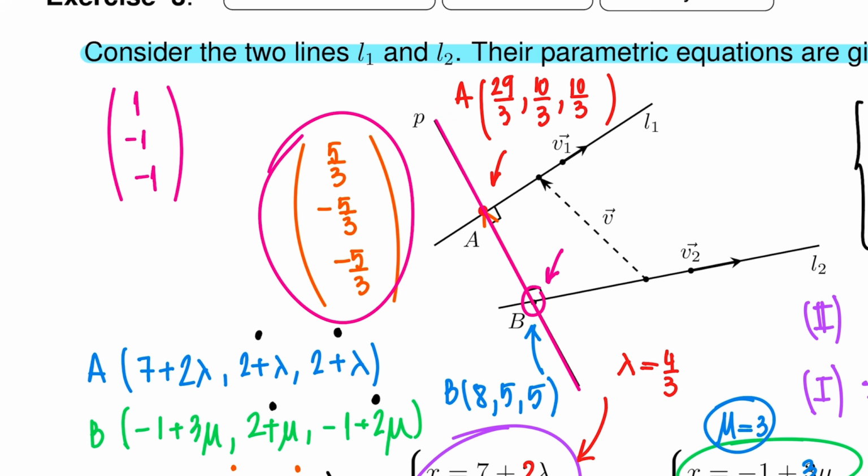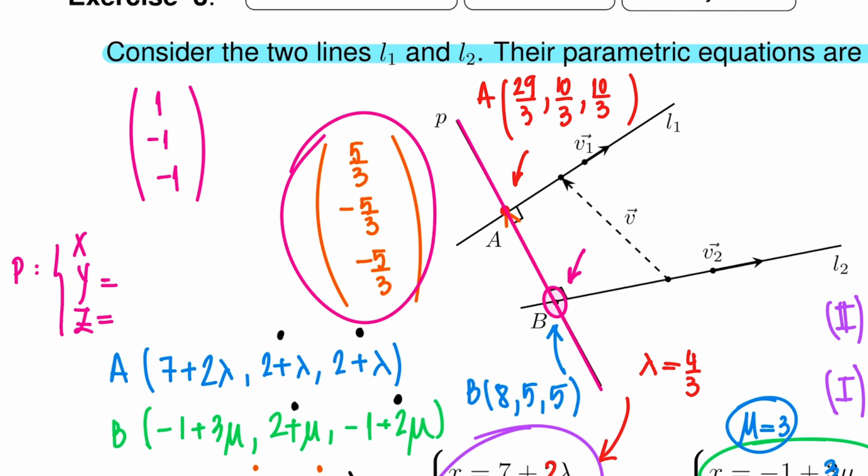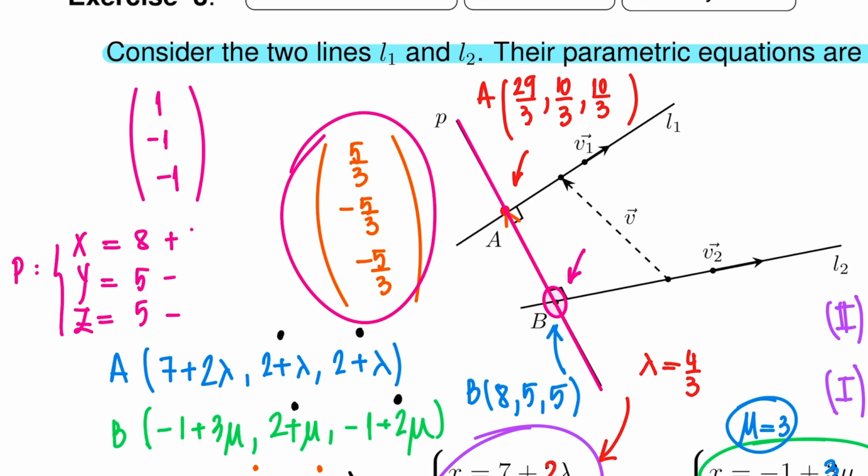We can divide all the coordinates by the same number, in this case 5 over 3, and we can use a point that this line crosses. We could use, for example, this point B right here. Therefore, we get x, y, and z equal to the coordinates of point B, 8, 5, and 5, plus the direction vector, which is 1, negative 1, and negative 1. We cannot use lambda or mu because that's taken, so you can use gamma, for example, for our parameter. So that is it. This is the end of exercise number 3.